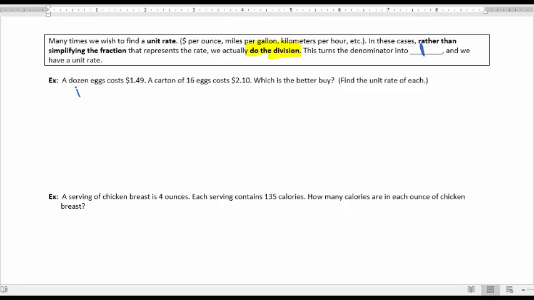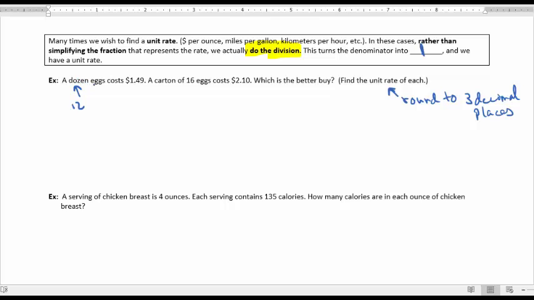Okay, so if you compare prices of eggs, a dozen eggs, a dozen of course is 12, costs $1.49, and a carton of 16 costs $2.10. So what's the better buy? Find the unit rate of each. Now, when I do the unit rate, I usually round to 3 decimal places, which ends up being the nearest tenth of a cent, which I'll show you shortly.